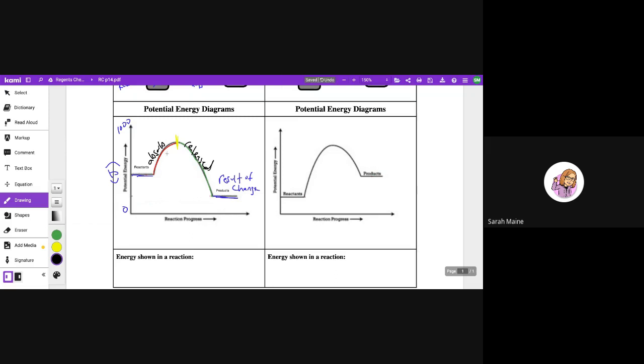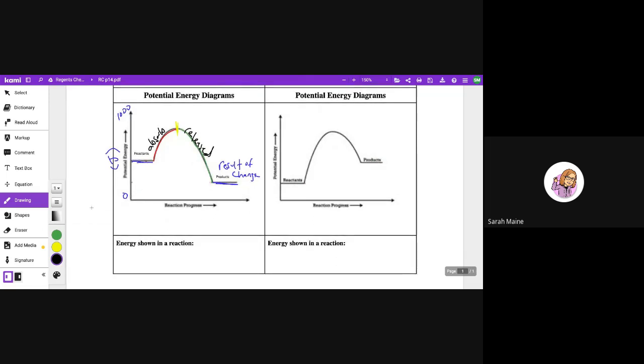Okay, so in this case, if you just compare the length of the uphill trail to the length of the downward side of the trail, going from the peak to the products, it's a much longer ride. So there's more heat released. So we're going to write here: in every exothermic process, more heat is released or given off.